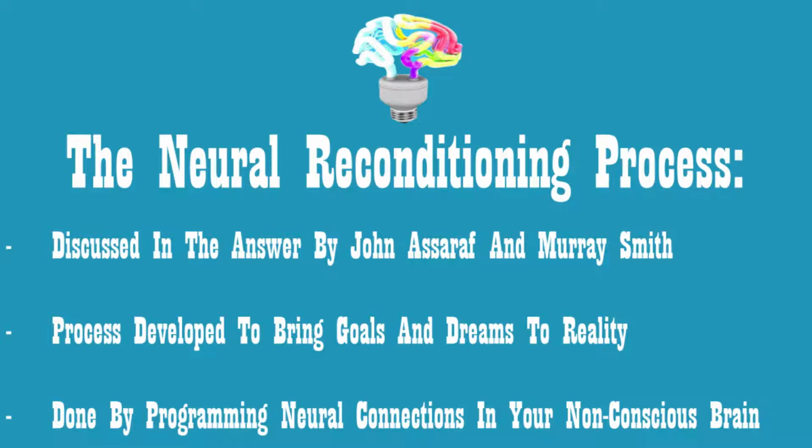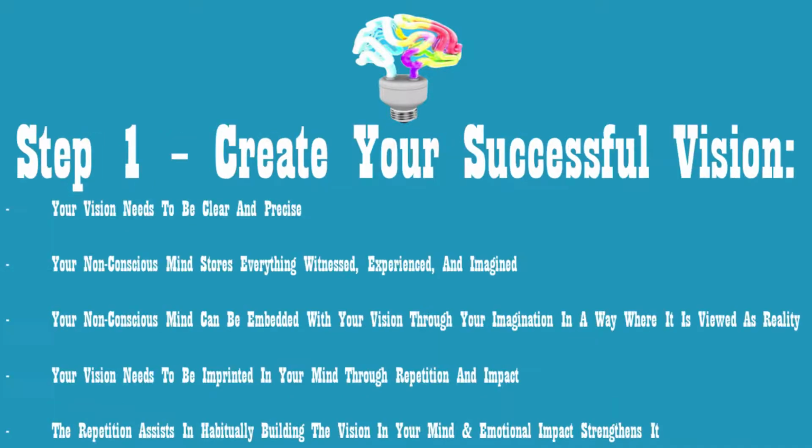And while it might sound intimidating at first, and you do have to implement it on a daily basis, it's actually quite easy and only takes minutes out of your day. So I now want to go through the 6 steps of the neural reconditioning process, starting with step 1, which is to create a new vision of your success, and do so in a way where it's emotionally rich and vivid. So when you're creating your new vision, it needs to be 100% clear on what you want to achieve. This vision must be clear and precise.